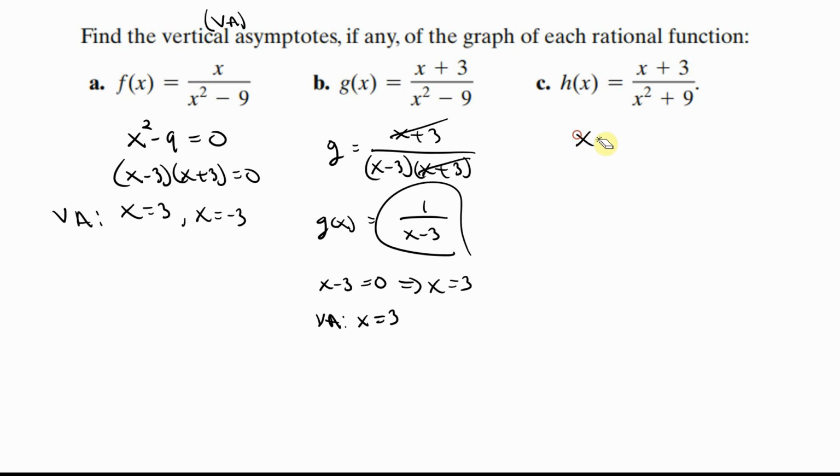Then over here, x squared plus 9, that denominator is never 0. That was the first illustration. I'm sorry for being redundant. It is not equal to 0 for all x. So that means no vertical asymptote.